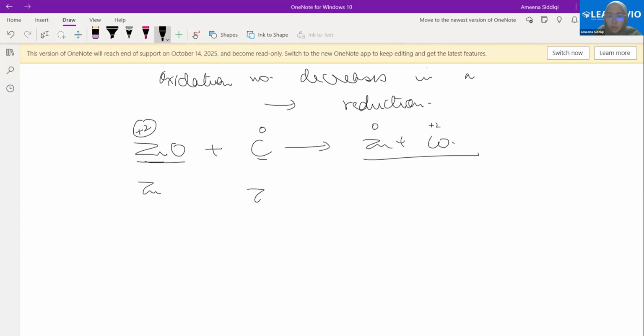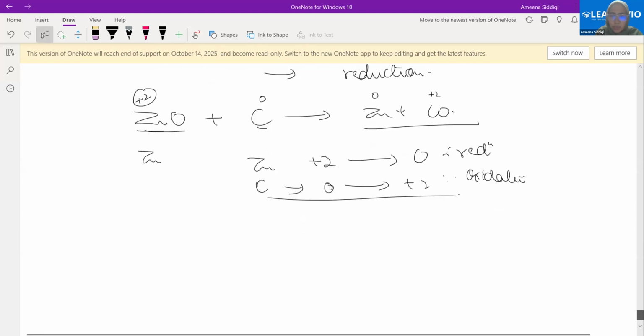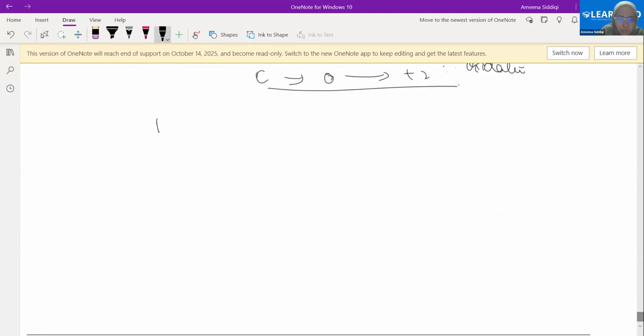Therefore, for zinc, it is going down, reduced from +2 to 0. Therefore, reduction. For carbon, it is going from 0 to +2. Therefore, oxidation. Is it clear? Yes or no? Yes, ma'am. Fine. Quickly, if I give you one more example, will you be able to do that? Yes, ma'am.